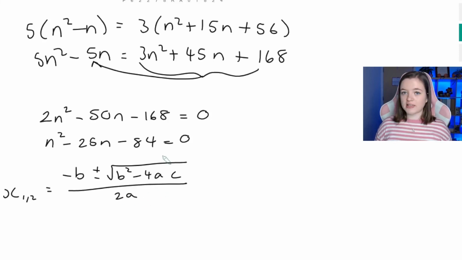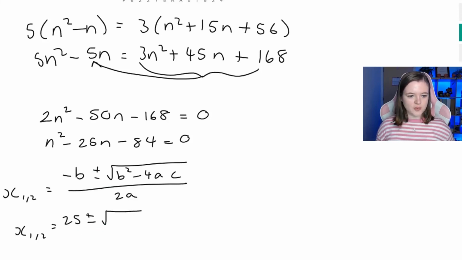So you could factorise it. This does factorise. Or you could use the formula. Either or. Paper 2, you might as well use the formula. Might be a bit quicker. So then, let's put all the numbers in. x1,2 is minus b, which is 25, plus or minus the square root of b squared, 25 squared. Because remember, a is just the first number, which is 1.